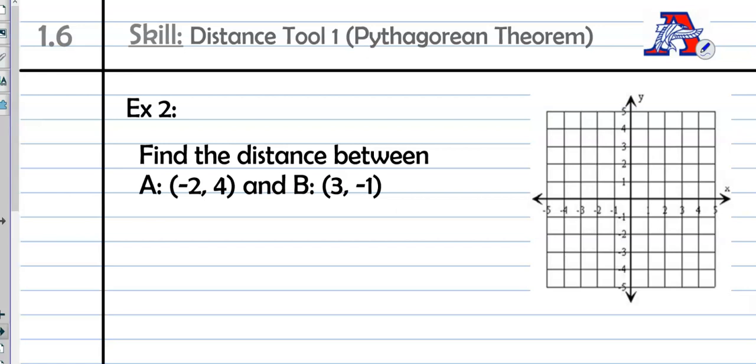All right, second one here, we'll just do one more. This time the points are not on the graph yet. They tell us where A and B are, and it's up to us to put them on the graph and then use the Pythagorean theorem to find the distance. So A is at -2, 4. That means go left 2 and up 4. Right here, that's where A is located. And then B is located at 3, -1. So to the right 3 and down 1.